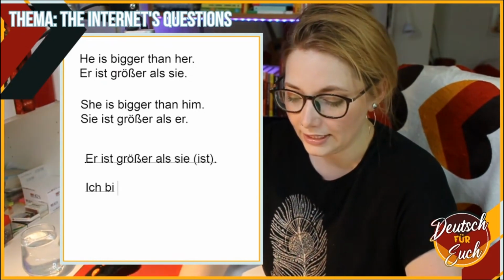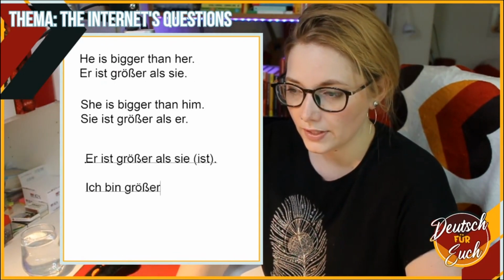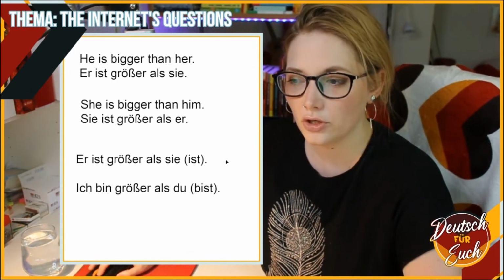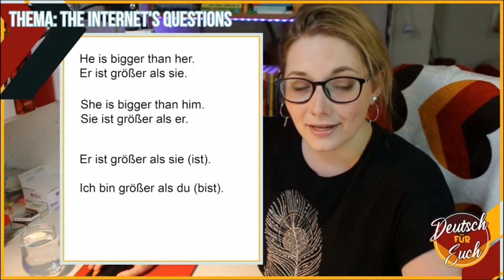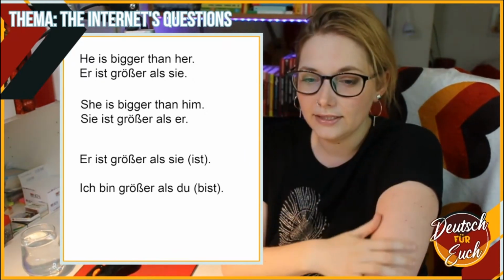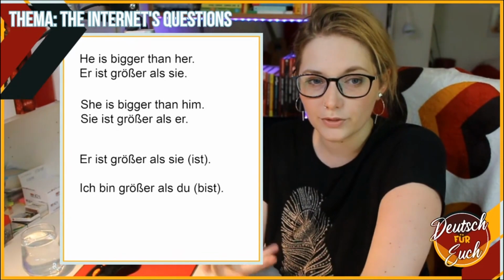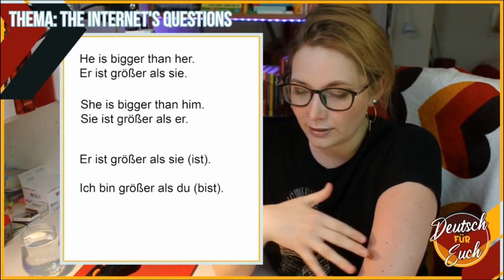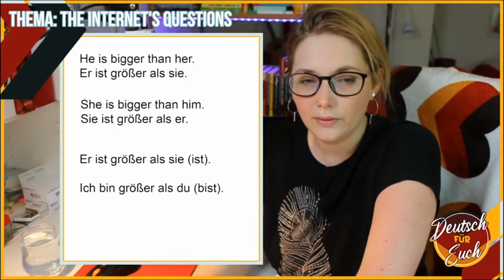Same with ich bin größer als du bist. I am taller than you are. He is taller than she is. That's why it's nominative. So there's an implied verb that doesn't need to be used here because it's a comparison between two people, especially because it's a comparison using sein, which is an auxiliary anyway.